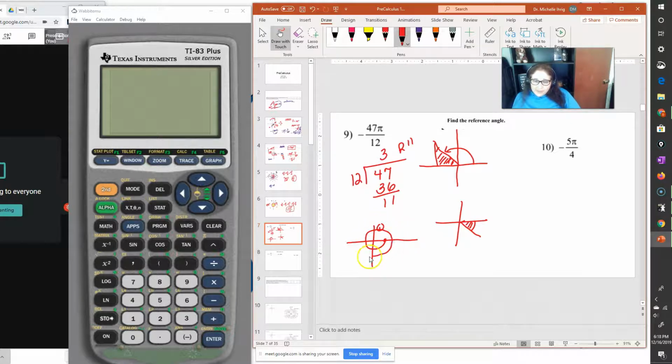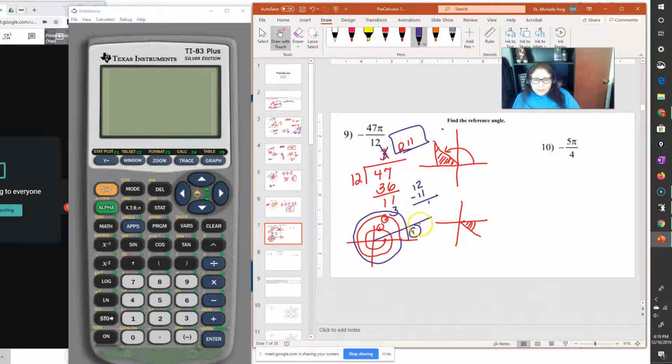I have to go 3 times around, 2 times around, and I run out of space. 3 times around. So that has just taken care of my whole numbers. Now I need to move 11 times around. Well, I know all the way around is 12. And if I'm only moving 11, I know I'm going to be left with 12 minus 1.